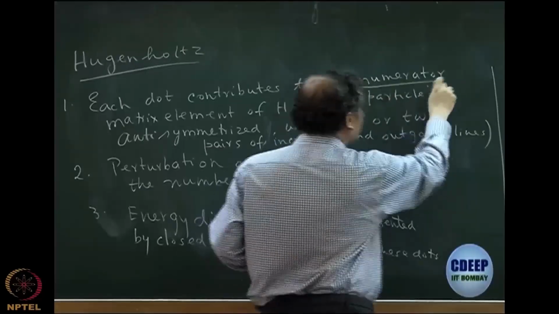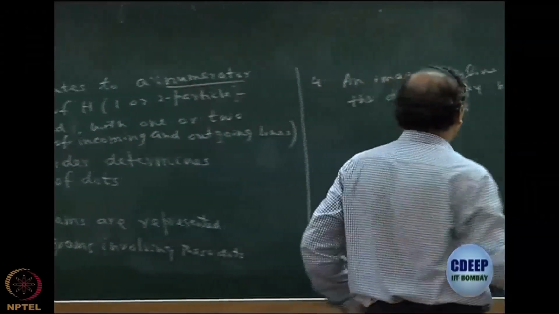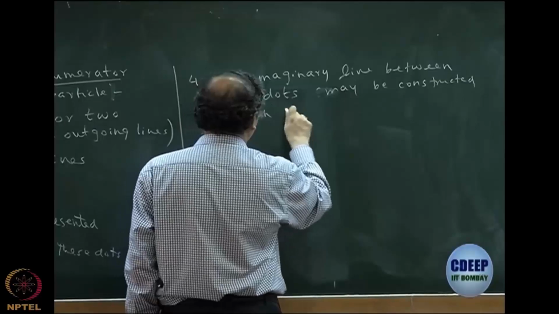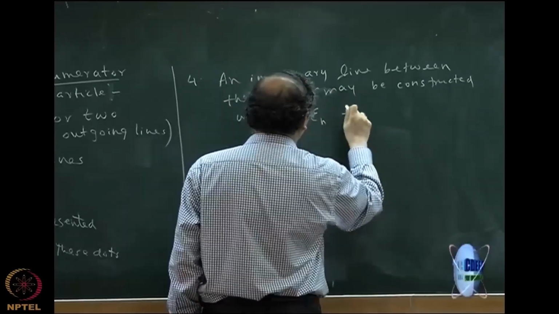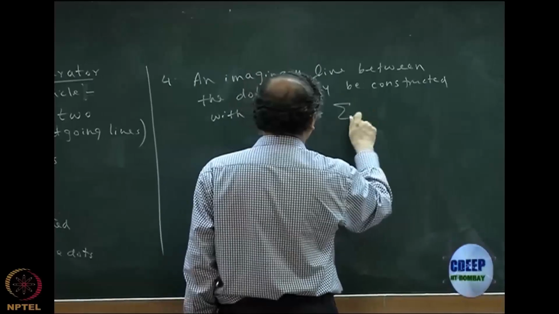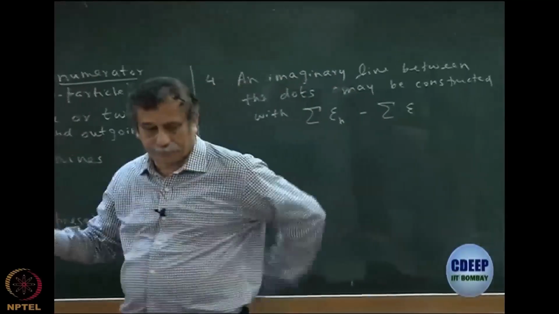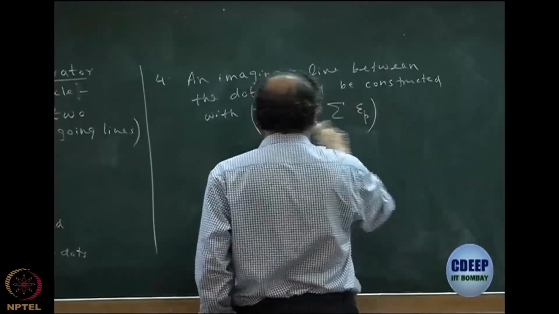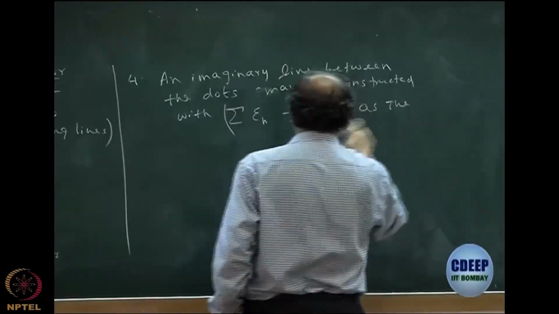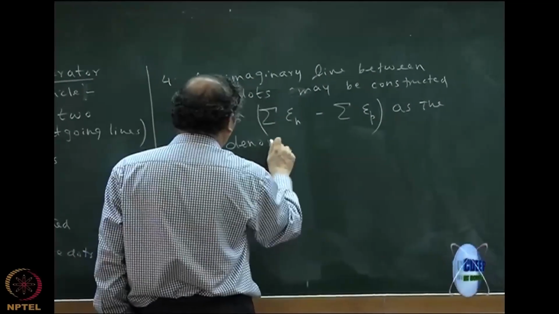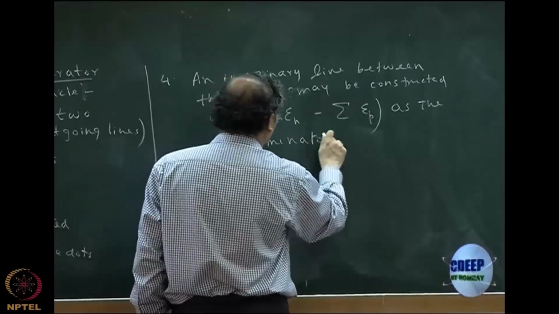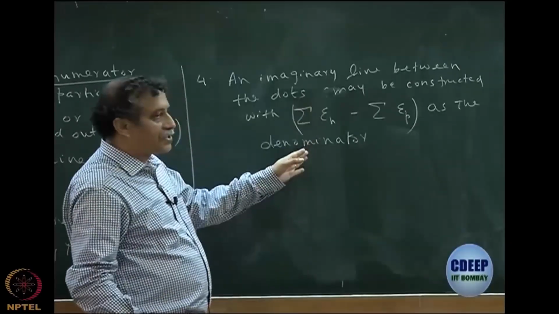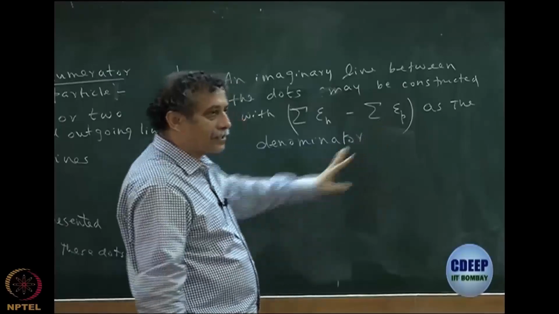Let me also specify right here that this matrix element is a numerator. So these are constructed with sum over E of holes minus sum over E of particles as the denominator, where the sum is over the number of hole lines that the imaginary line intersects, and the number of particles that it intersects. Okay, is it clear?